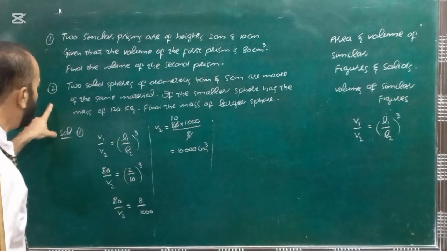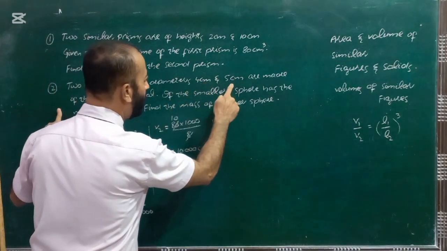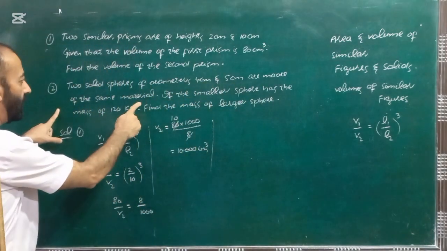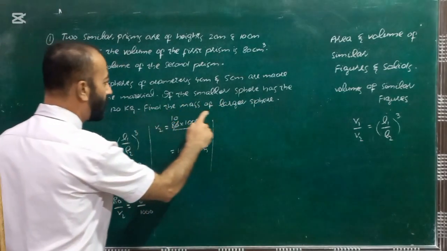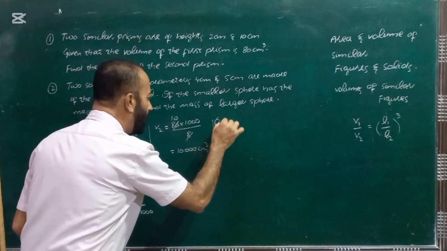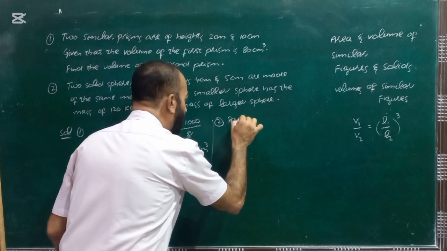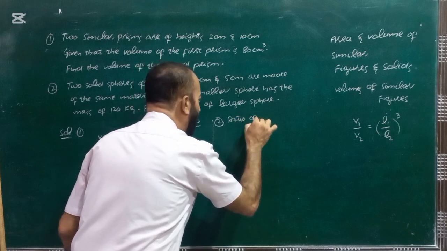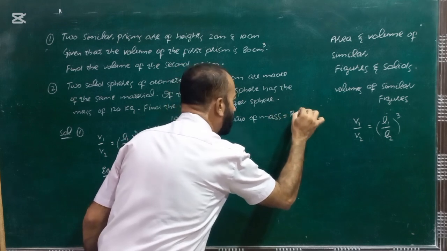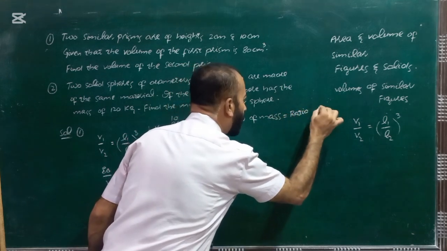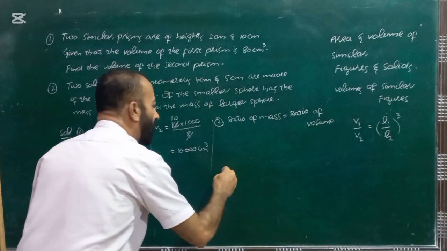Now question number 2 is here. Two solid spheres of diameter 4 centimeter and 5 centimeter are made of the same material. If the smaller sphere has the mass of 120 kg, find the mass of the larger sphere. So here is the question number 2. So for this you have to remember another formula. So ratio of mass is equal to ratio of volume. So this is another formula that is used in the question. So you have to remember it.